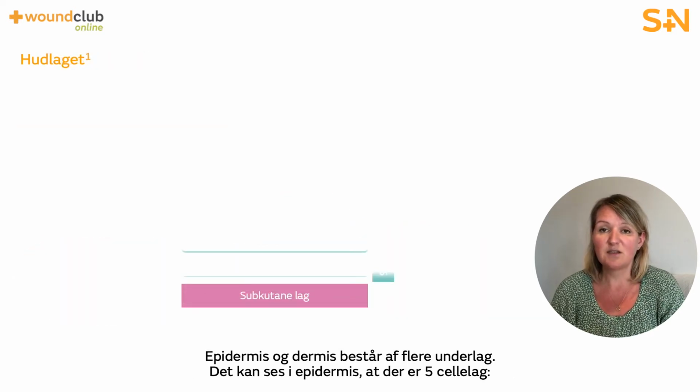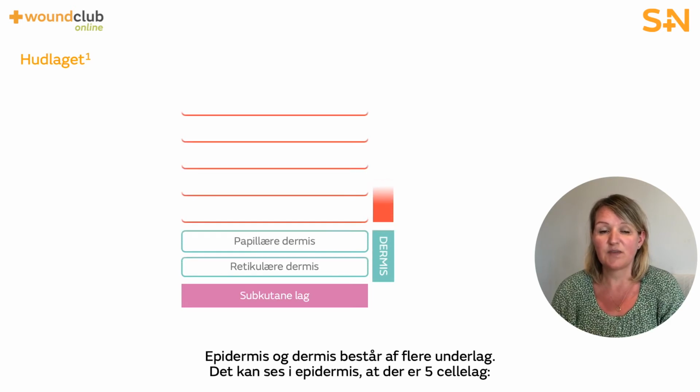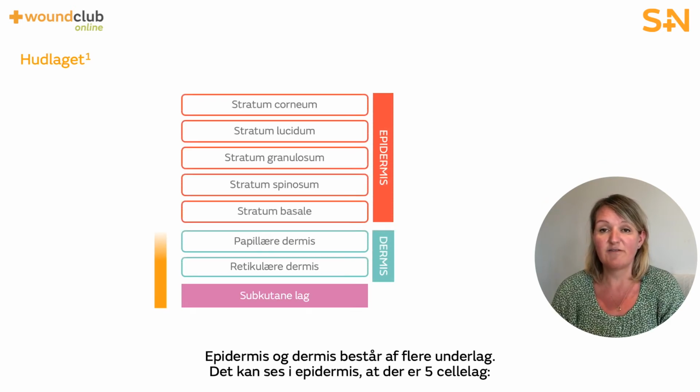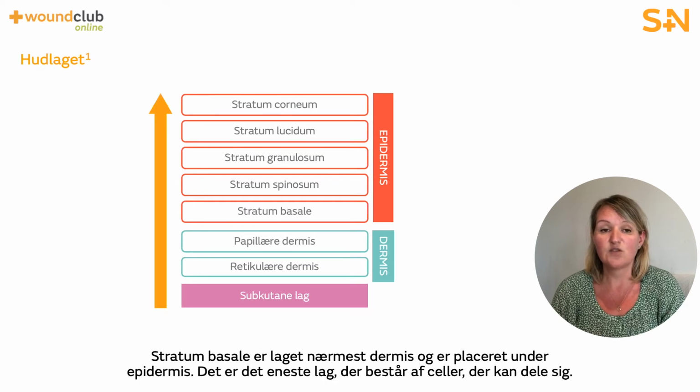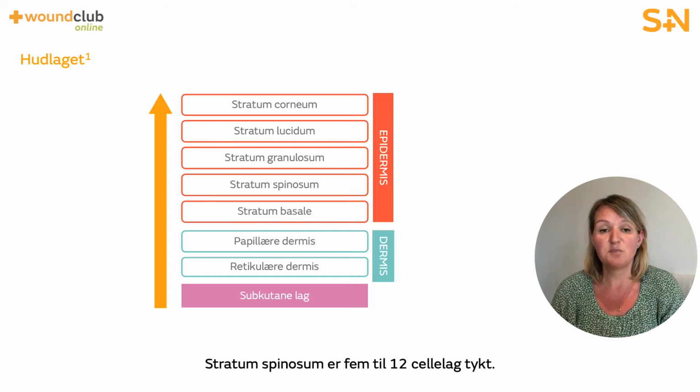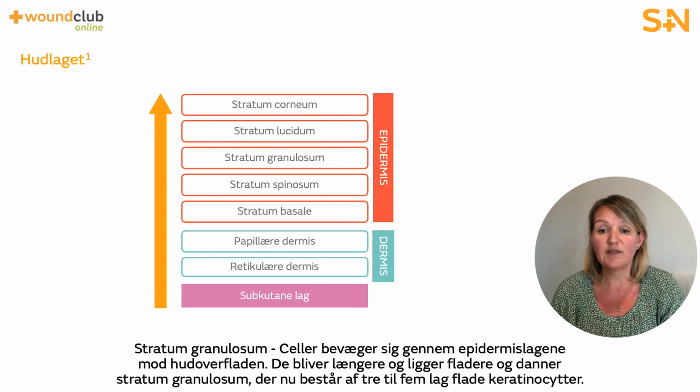The epidermis and dermis are made up of sublayers. You can see in the epidermis that there are 5 cell layers. The stratum basale is the nearest layer to the dermis, located under the epidermis, and it's the only layer that consists of cells capable of division. The stratum spinosum is 5 to 12 cells thick. Cells travel through the epidermal layers towards the surface of the skin.